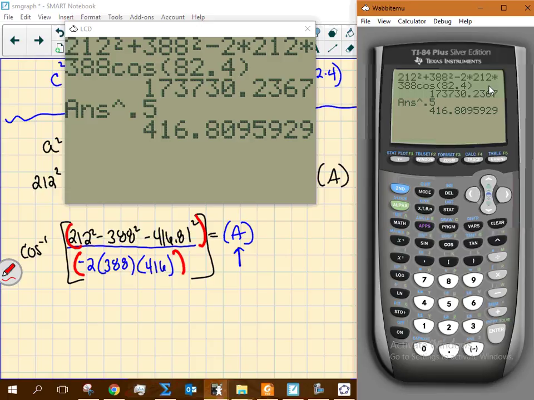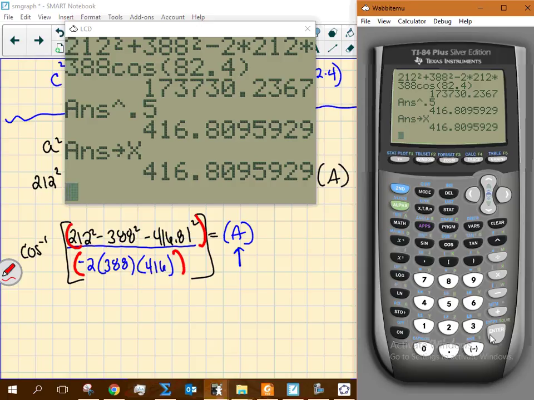Can I tell my calculator to store that number as X? Just hit the STO button. It brings up this arrow, which means store. As that variable, hit enter. So now every time my calculator sees me type in an X, it's actually typing in 416.8095929. And it's actually storing the numbers that are to the right of this as well. Does that make sense? So I'm not going to have any rounding error if I do it this way. So I'm going to go second cosine.